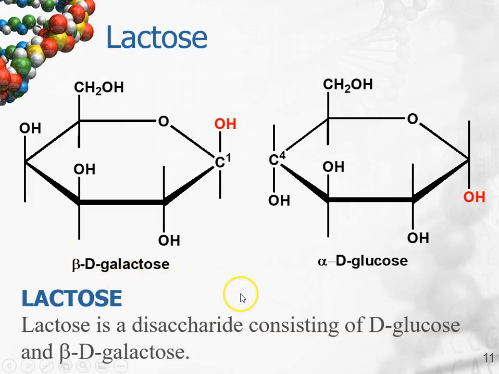Okay, so let's look at lactose. You might be familiar with lactose. You find it in dairy products. It is a disaccharide, and it consists of glucose and galactose. So I've drawn beta D-galactose over here. So there's the anomeric carbon. It's beta, so the anomeric carbon, the OH, is above the plane of the ring. And then I drew alpha D-glucose over here on the right.